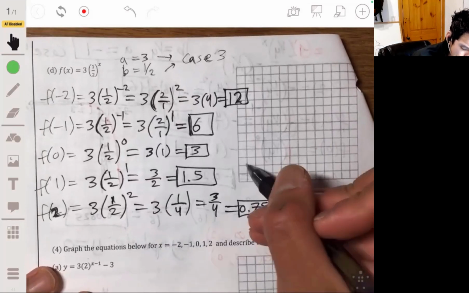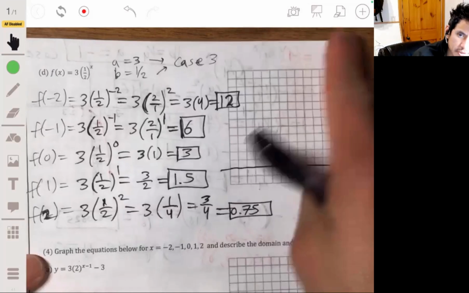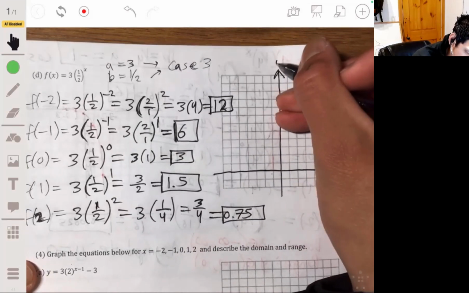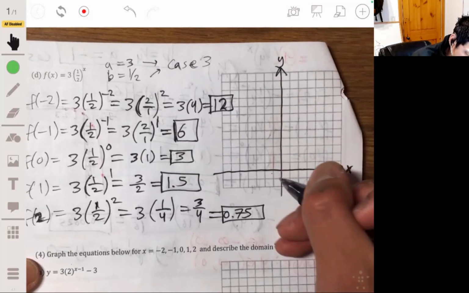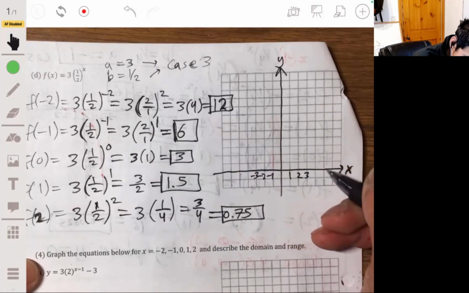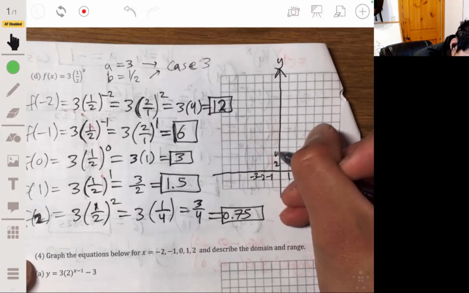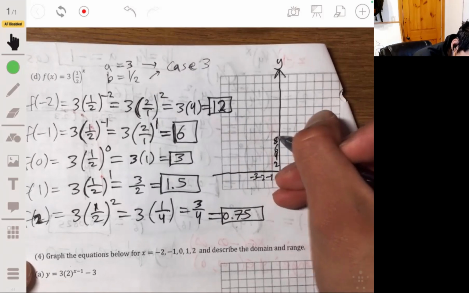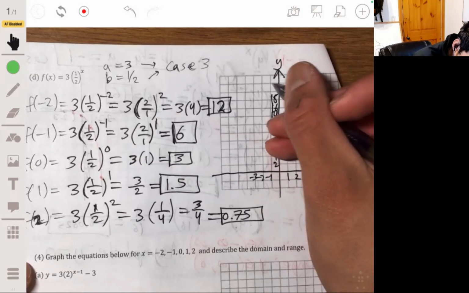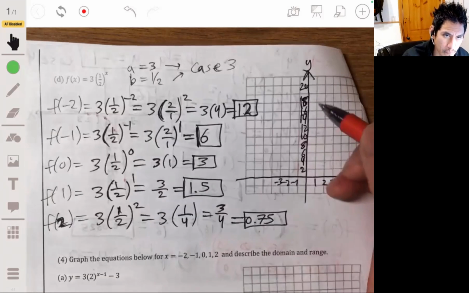Making our graph. X-axis, check. Oh, whoops. Y-axis, double check. Numbers. -1, -2, -3. 1, 2, 3. Let's go by 2 so we can get all the way up to 12 at least. 2, 4, 6, 8, 10, 12, 14, 16, 18, 20.